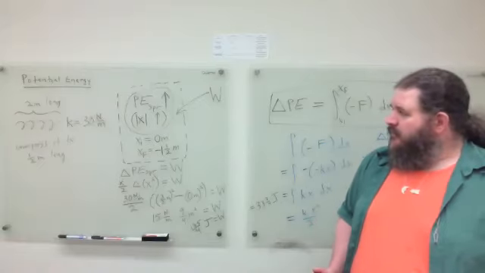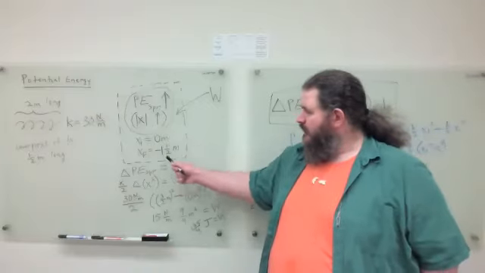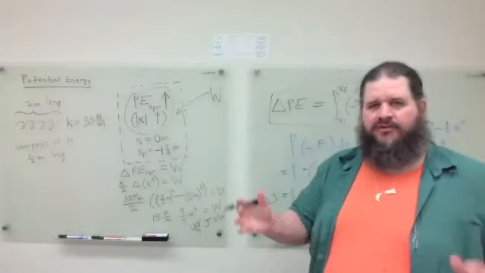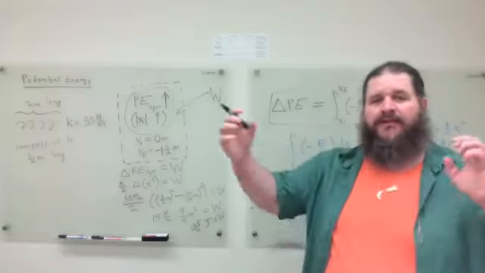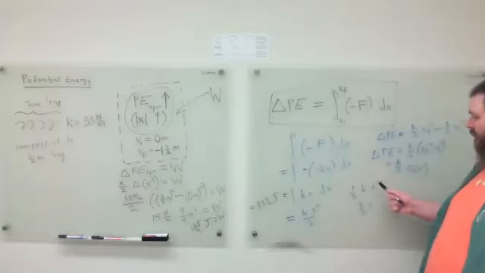So there's the main idea of spring potential energy. As long as you've got an initial x value and a final x value, usually we use negative for compression and positive for stretching, but it ultimately doesn't matter whether it's positive or negative because we're going to be squaring it anyway.